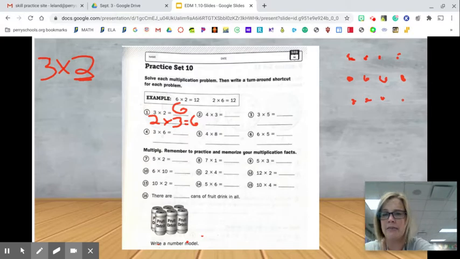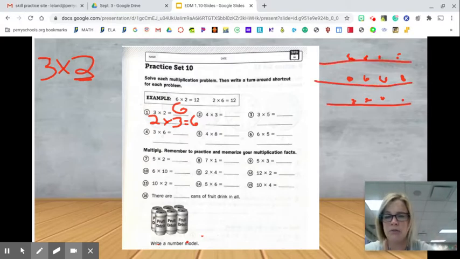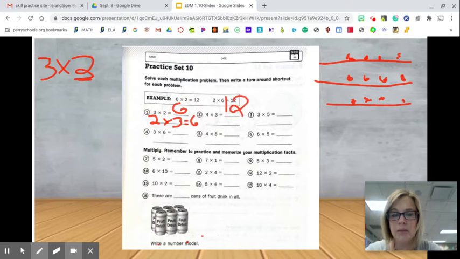So I have 1 row, 2 rows, 3 rows, and then I have 4 in each row. When I add all of them up together, or I count them, 1, 2, 3, 4, 5, 6, 7, 8, 9, 10, 11, 12. 4 times 3 is 12. My turnaround is going to be 3 times 4 equals 12.